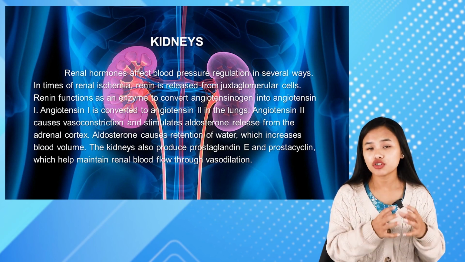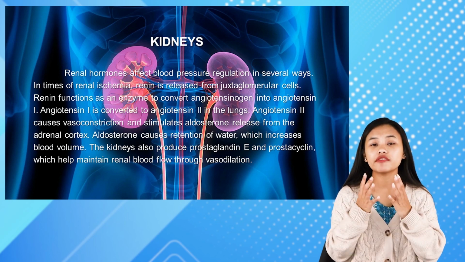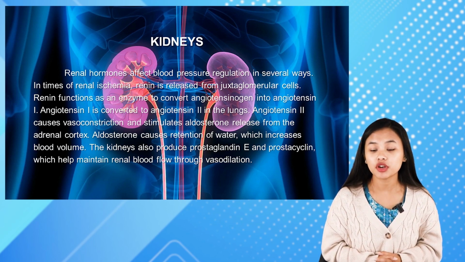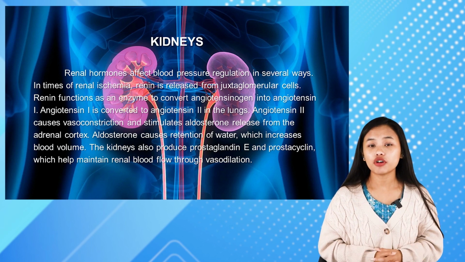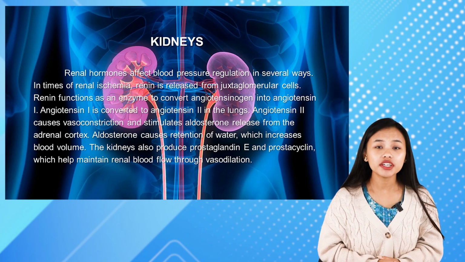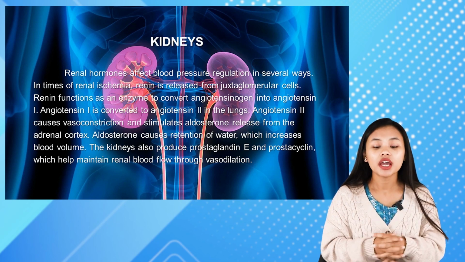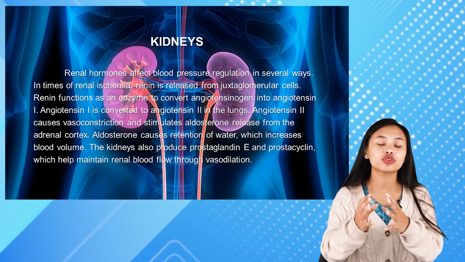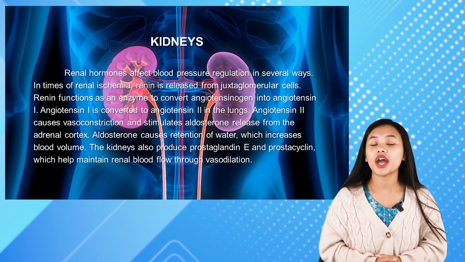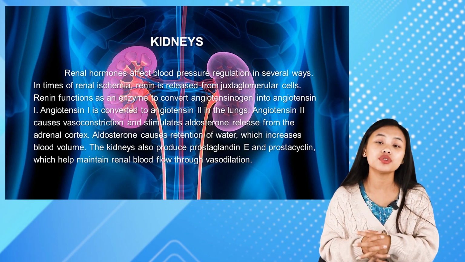So absence of these hormones or impaired production of these hormones not only leads one to suffer from anemia, but these renal hormones can also affect the blood pressure regulation in several ways. In times of renal ischemia, which is the decreased blood supply, the renin will be released from the juxtaglomerular cells, and once this renin is released, it will function as an enzyme in order to convert the angiotensinogen, which is a substance synthesized in the liver, into angiotensin 1. This angiotensin 1 will then be converted into angiotensin 2 in the lungs.